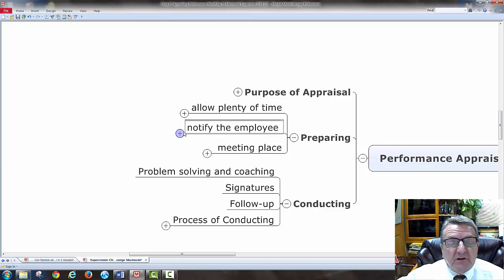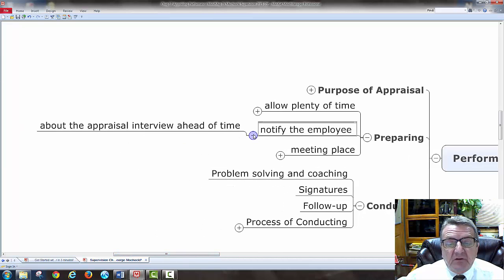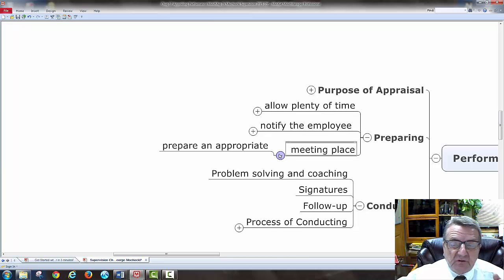Okay. Notify the employee of the time of the appraisal ahead of time, so he or she could schedule and get themselves in the mindset, get their own papers when they come in. Don't come in there like sheep. Come in there. Here's what I've done. Here's what you did, so we can compare notes. And maybe I overlooked something.